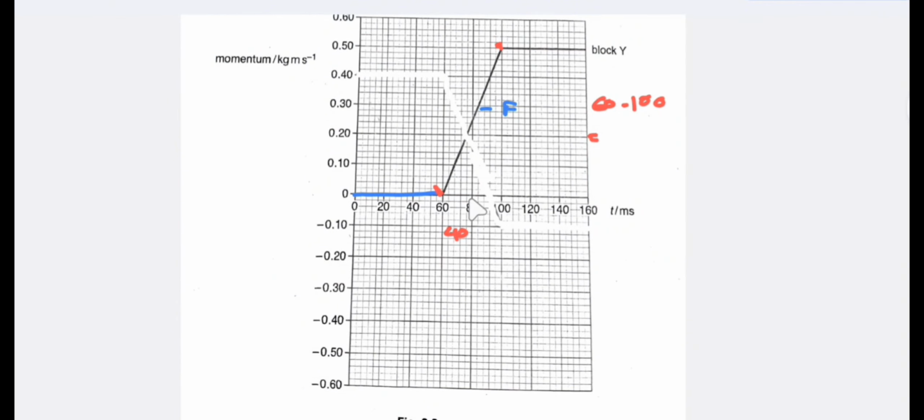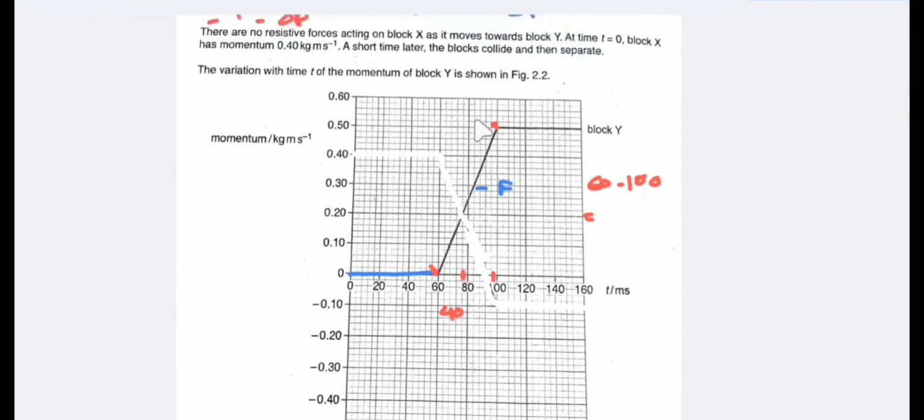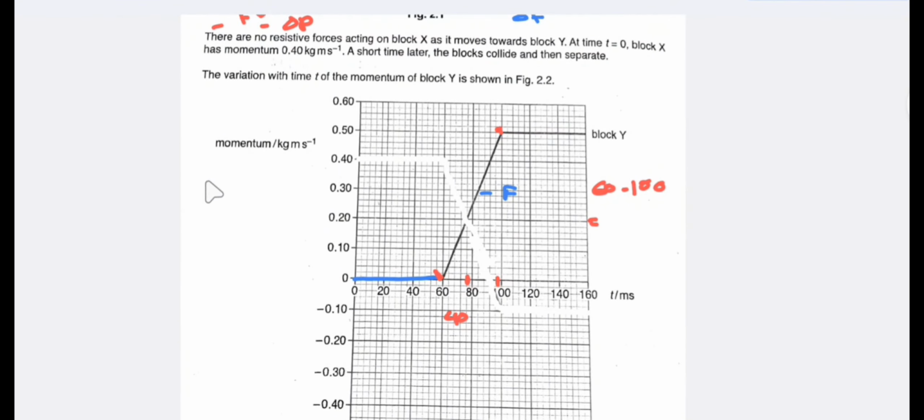From 80 to 100 milliseconds, for block Y, there is a change in momentum. We know that resultant force is equal to change in momentum divided by change in time. Also, resultant force is equal to mass times acceleration. Since there is a change in momentum, there must be some resultant force, and since there is a resultant force, there must be some acceleration. So acceleration has some value.